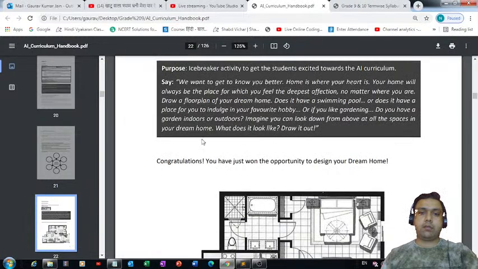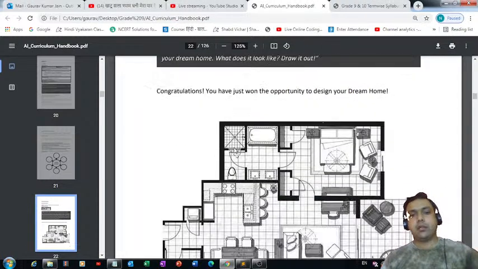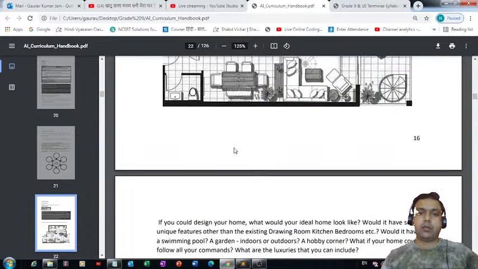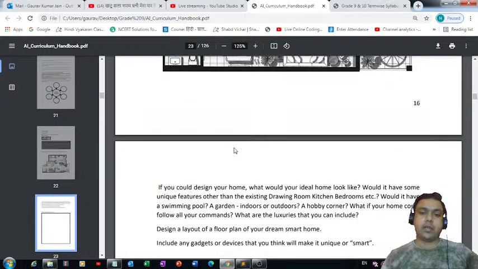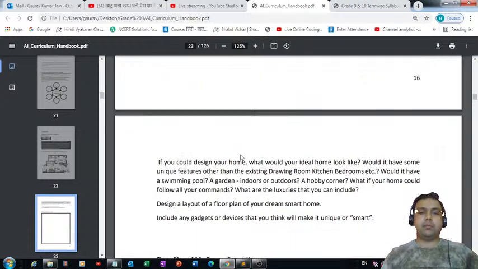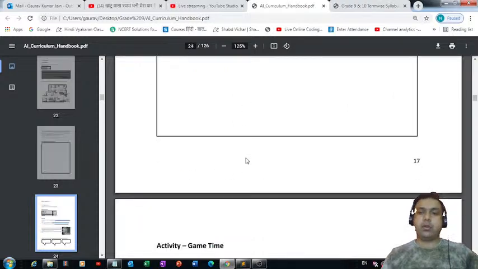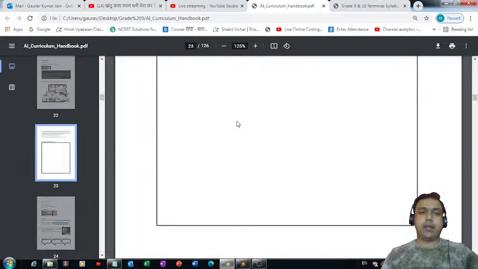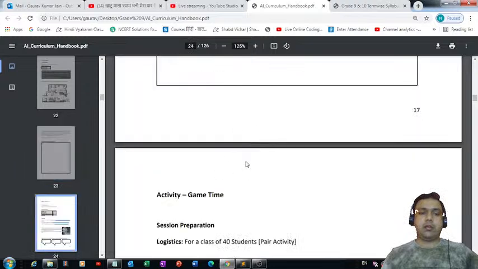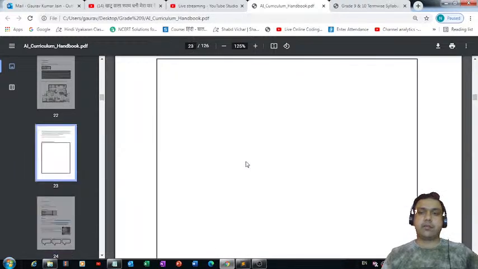So there is an activity given to us over here. We have to design a smart home based on whatever things we would like to have in our home to make it smarter. We can put that into this floor diagram over here. Fine. So that's the activity.